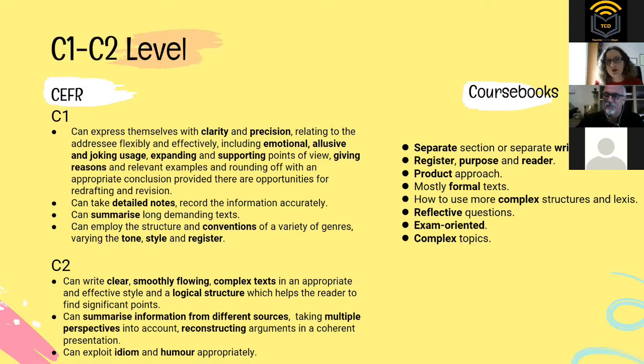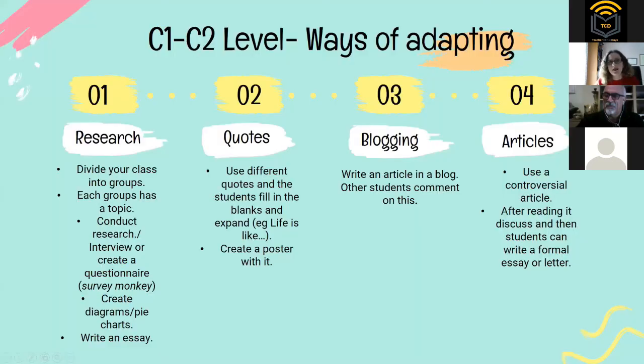And the key word for me is that they should take multiple perspectives into account and reconstruct their argumentation. And of course, they can exploit idiom and humor appropriately. This is the creative part of writing at that level. So again, you choose a topic, any kind of topic, okay? Or you can ask your students to do a research on a specific topic. This is what reconstructed argumentation means.